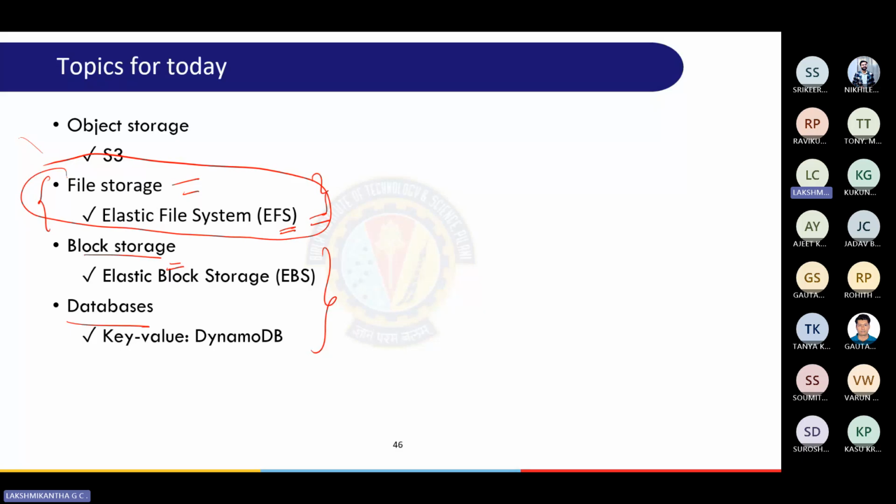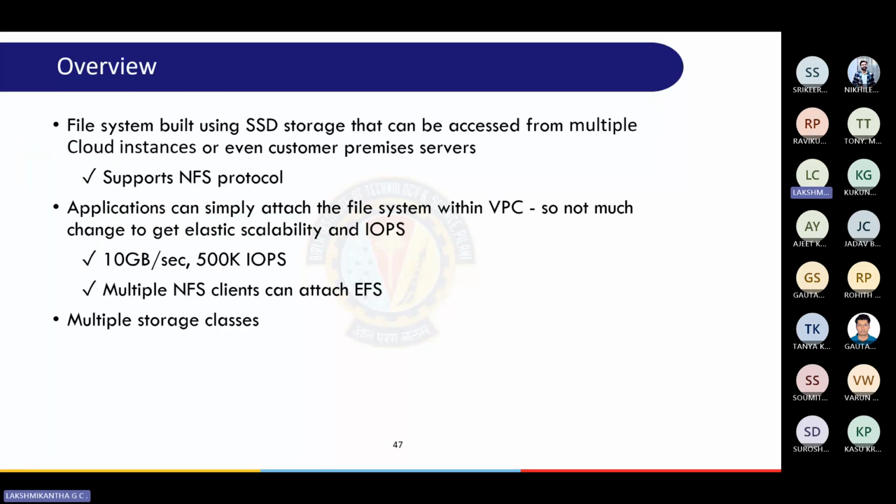Now let us start with the very first one, that is EFS. Guys, what is EFS? Elastic File System. This is the cloud's answer to traditional network attached storage or shared file servers. You can ask me, sir, what is it? EFS is a file system built using SSD storage.